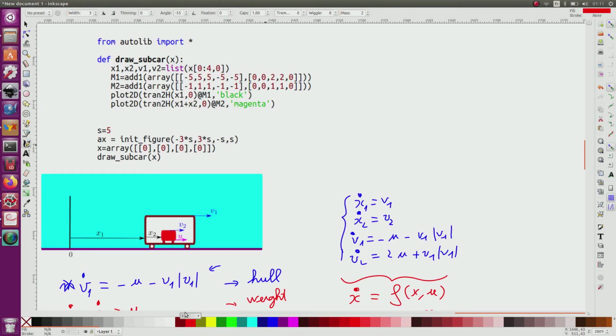For the simulation, I will consider the following Python program, which uses the Autolib library. So I will initialize my system with everything to 0, x1 to 0, x2 to 0, and then I will just start to draw the subcar. So here I draw the box like this at position x1, and I draw it black here.